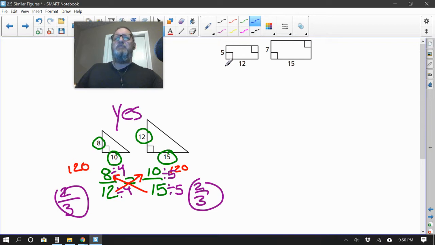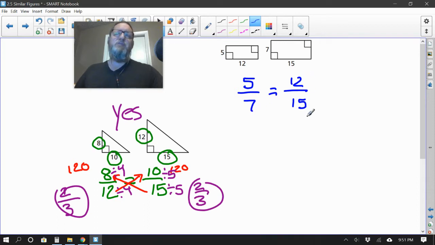So here, how about short side of this rectangle over short side of this rectangle? And that needs to equal long side of the little rectangle over long side of the bigger rectangle. See how I'm setting those up? So the corresponding sides over here, and then the other corresponding sides over here. Alrighty, so let's do our cross products again.